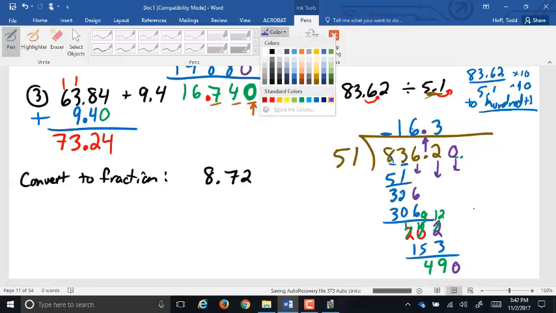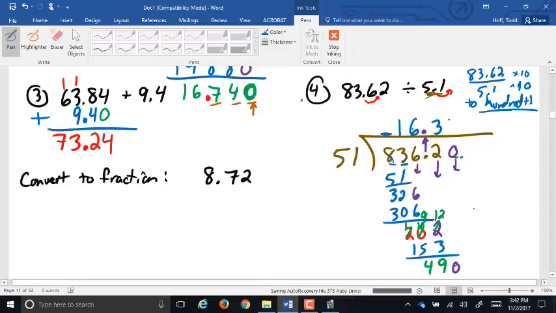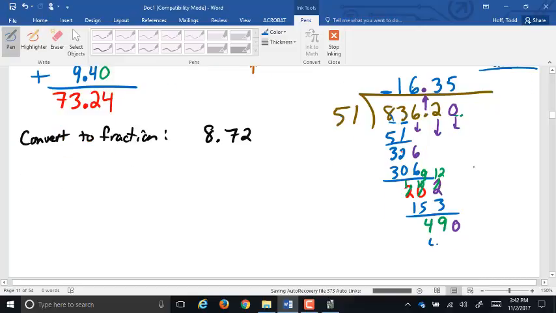51 into 490. 5 times 51 is 455. Sorry, not 5. What needs to go there? 9 times 51 is 459. I subtract. This is going to be 8 and 10. 10 minus 9 is 1. 8 minus 5 is 3. Are we done?